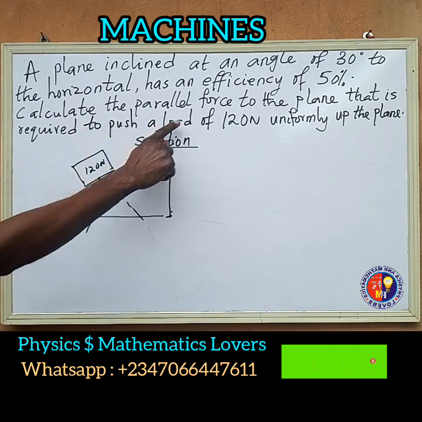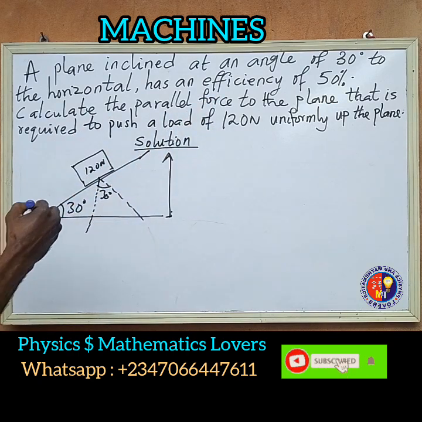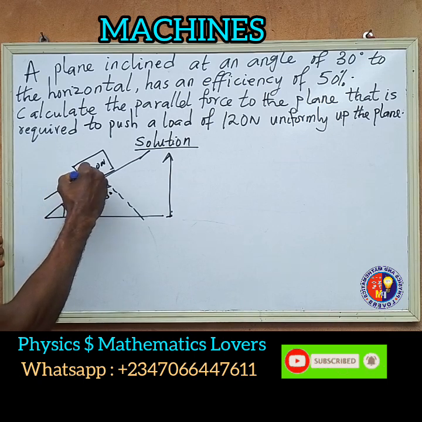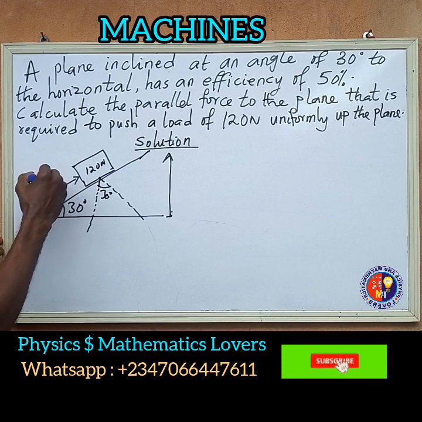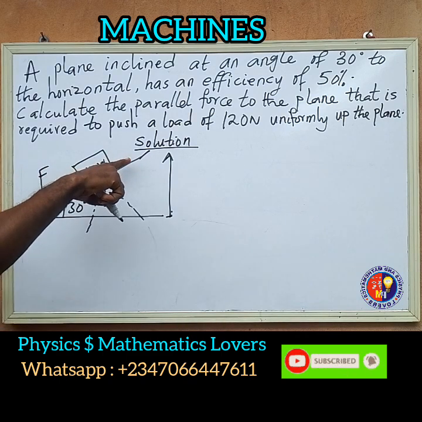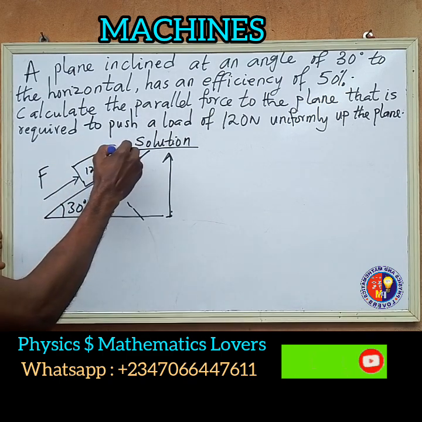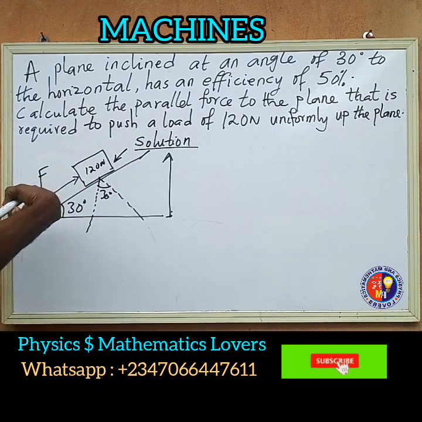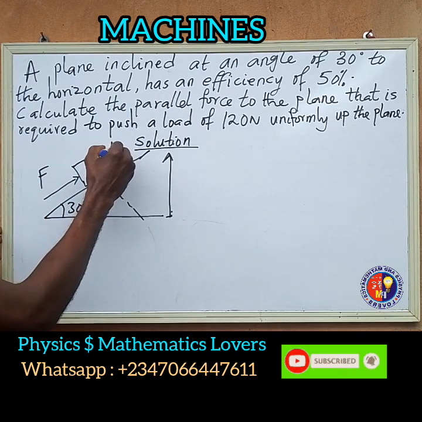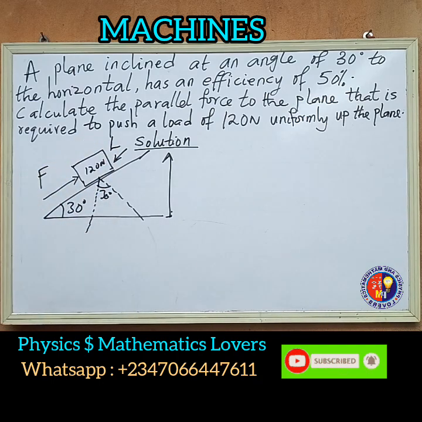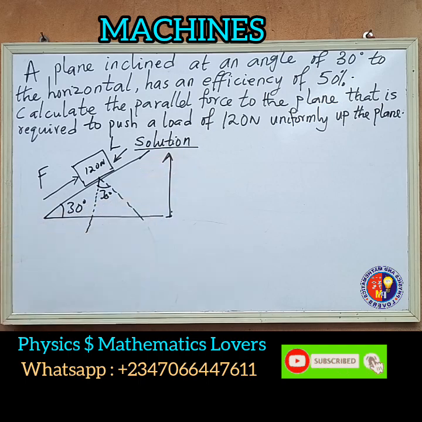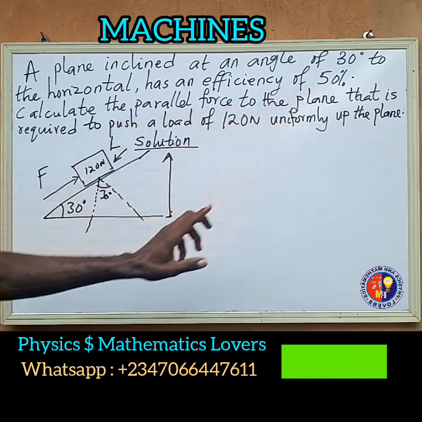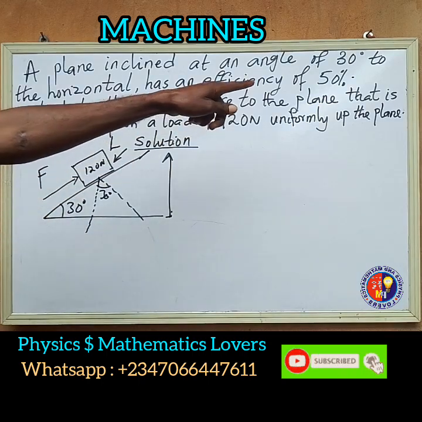Now, according to this question, the parallel force that is used is this way. That is the parallel force. So we call this one effort, the force that is used here to pull this load. And this is the load. The load will be acting opposite the effort. So this is another force that this effort needs to overcome before this load can be taken to this level. And we are given in this question the efficiency of this machine.